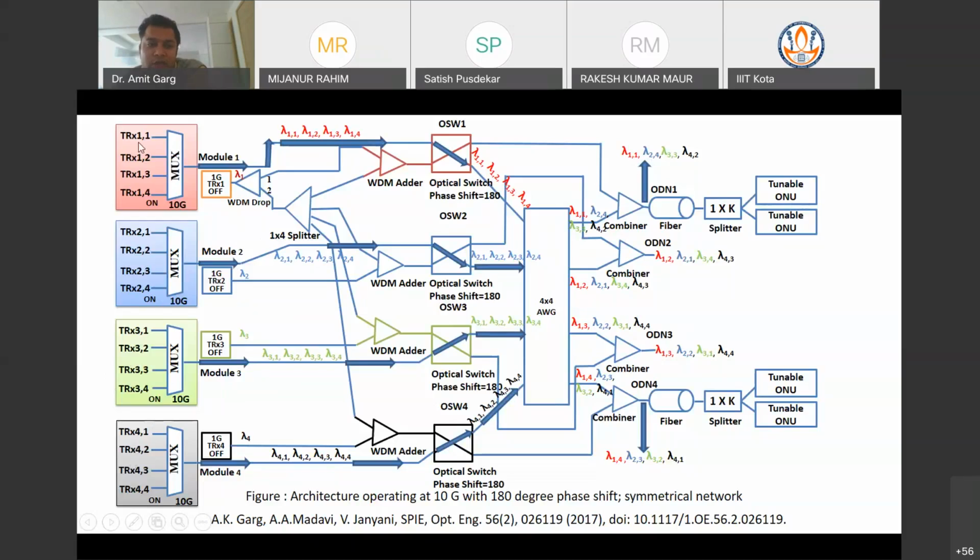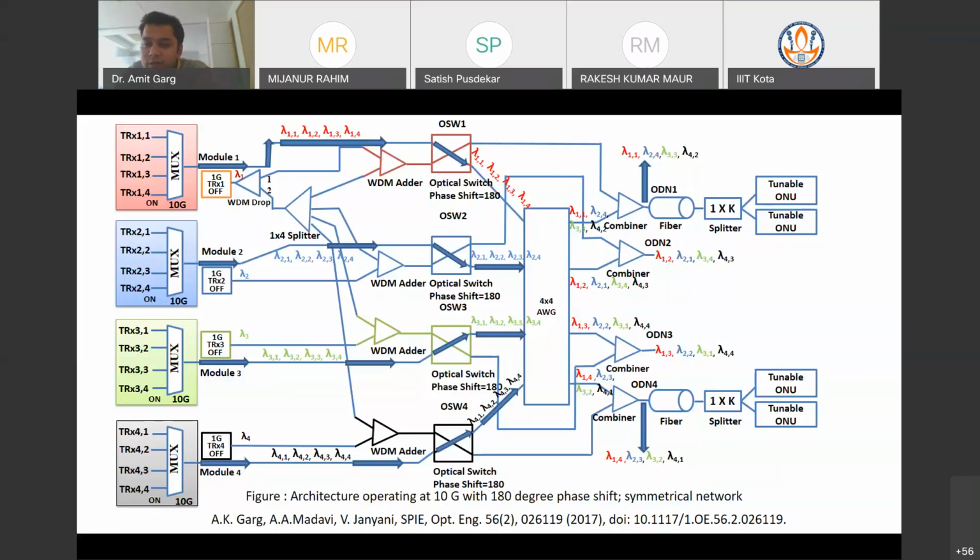So if you just see only this module 1 is there, so lambda 11 is here, lambda 12 is here, lambda 13 is here, lambda 14 is here. It means the only one transmodule that is containing 4 transceivers would be able to suffice to provide the services to all the available users in the network.